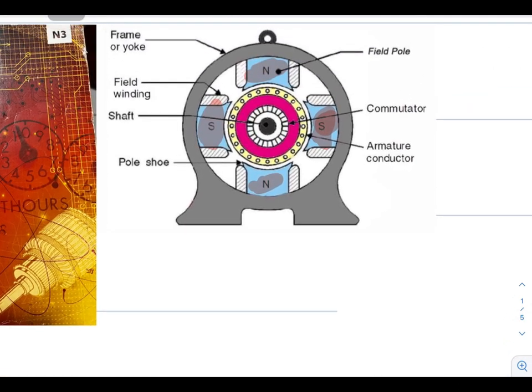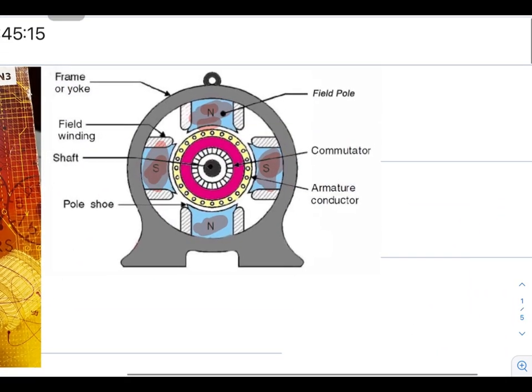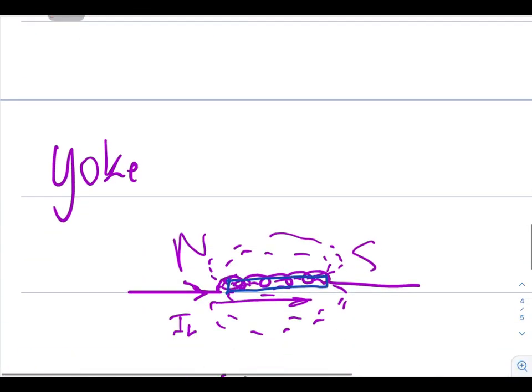When it comes to field windings, you'll always have a core. You'll always have a core, which is the magnetic pole, the field pole. And the field pole is the core because the windings are wrapped around this pole. And what do I mean?